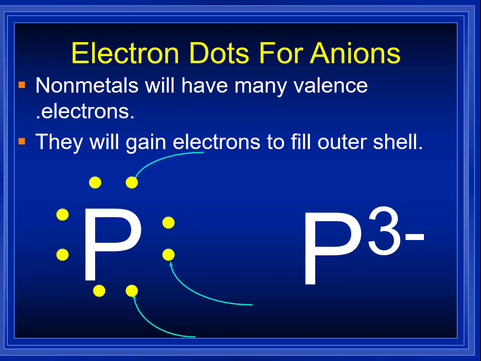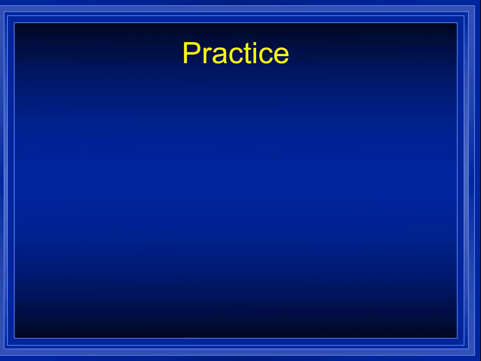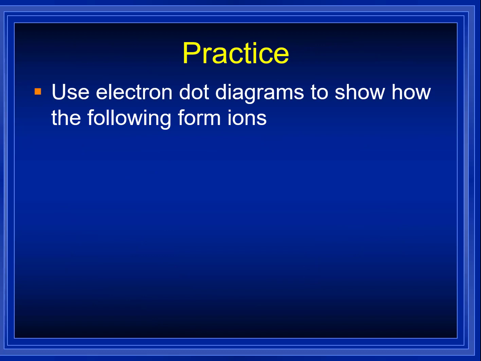So see, the dots are just another way of showing electrons. It's a lot shorter than writing electron configurations. Easier to manipulate. I mean, when you did the reading in the book, when they were working with those electron configurations and lining up those orbitals, it was hard to see what was going on, right? So we'll see today the big advantage of using dots to do it. It's just an easier way to explain it. So, show how the following form ions.